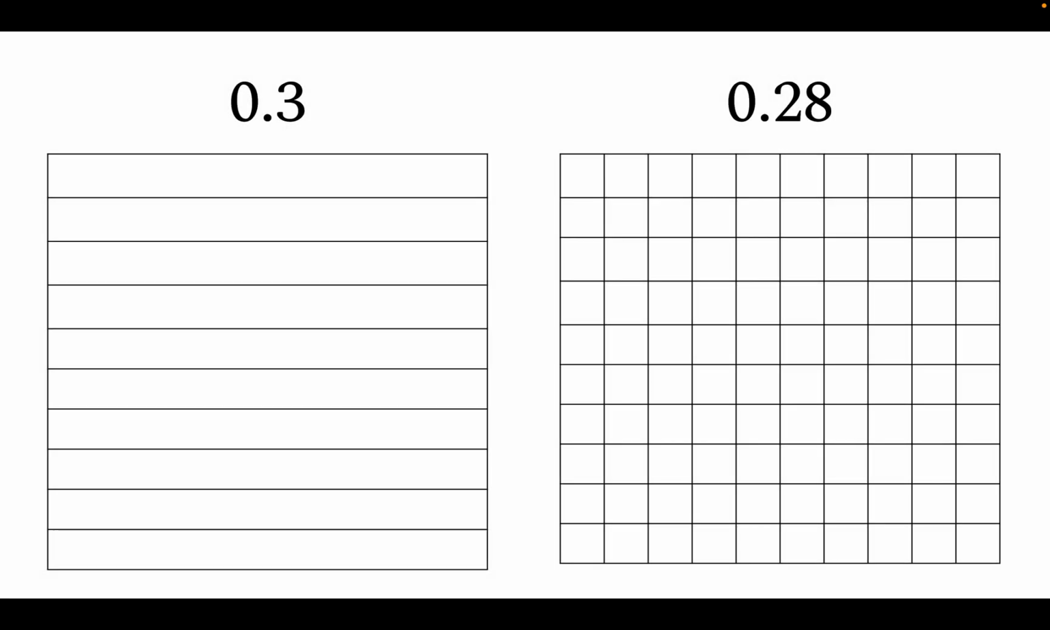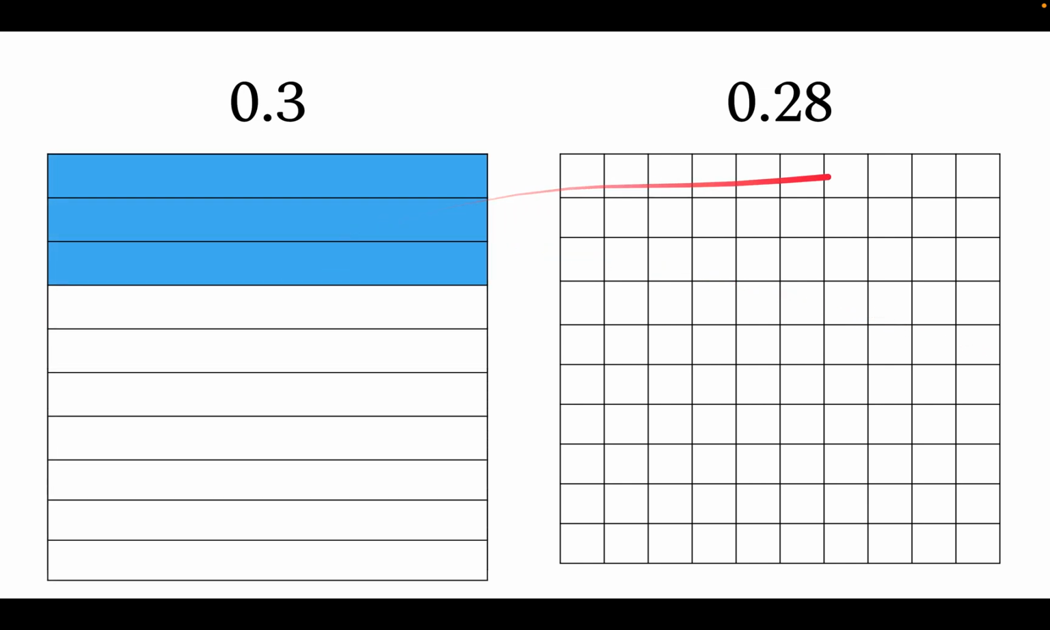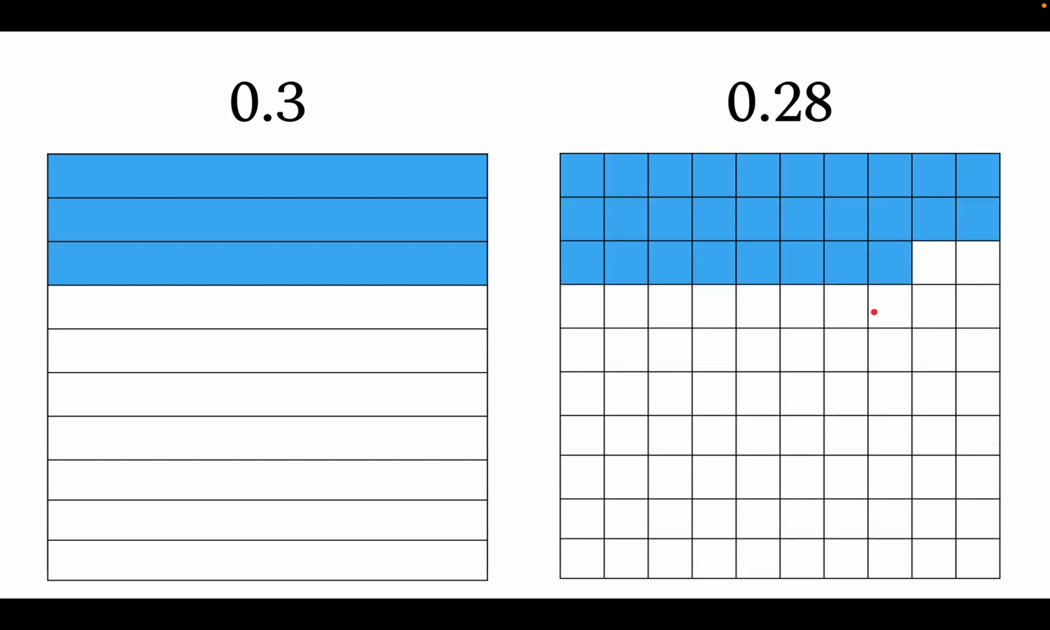Here we have 3 tenths and 28 hundredths. So I'm going to shade in 3 of these tenths and then 28 of these hundredths. Which one's greater than? 3 tenths is greater than 28 hundredths.